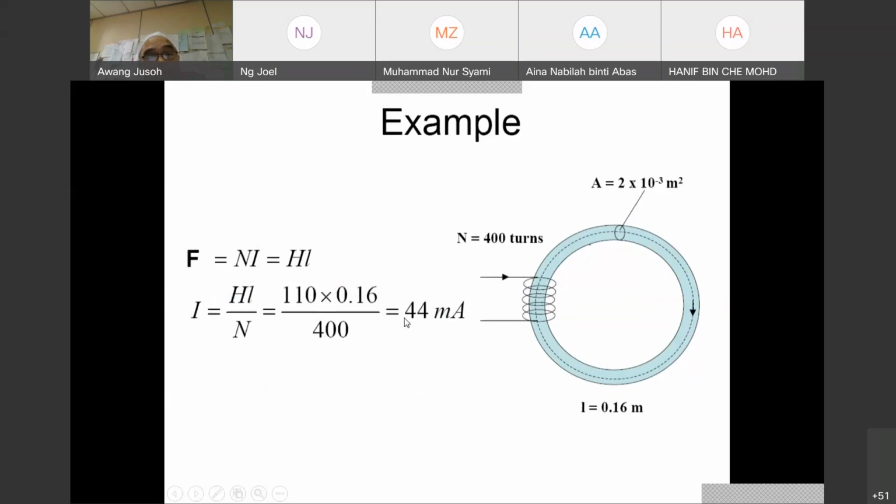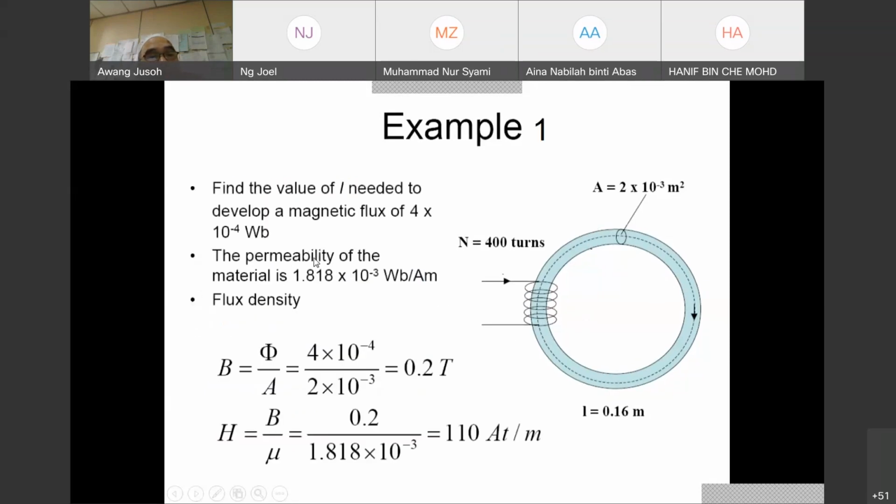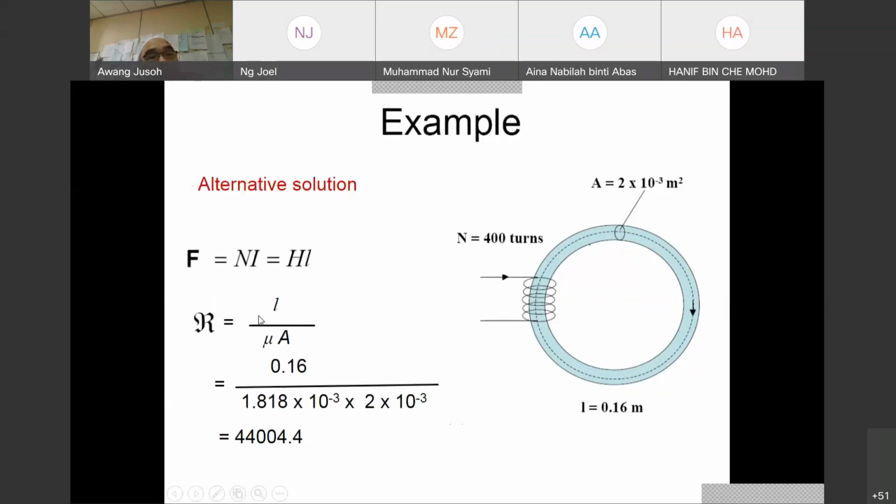Alternatively, you can use a different way to solve the problem by finding the reluctance of the core. Because we are given this mu, we can find the reluctance easily. Reluctance R equals L over mu naught A. This is the formula for the reluctance of the core. In this magnetic circuit we only have one medium, which is the core. So R core equals L over mu naught A, or L over mu A, where mu equals mu naught mu R.